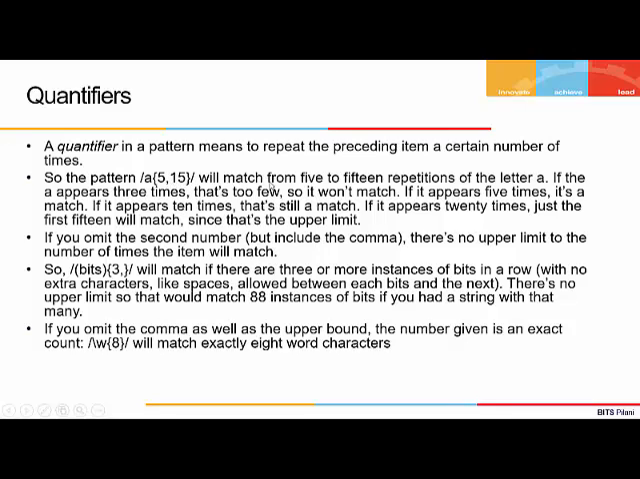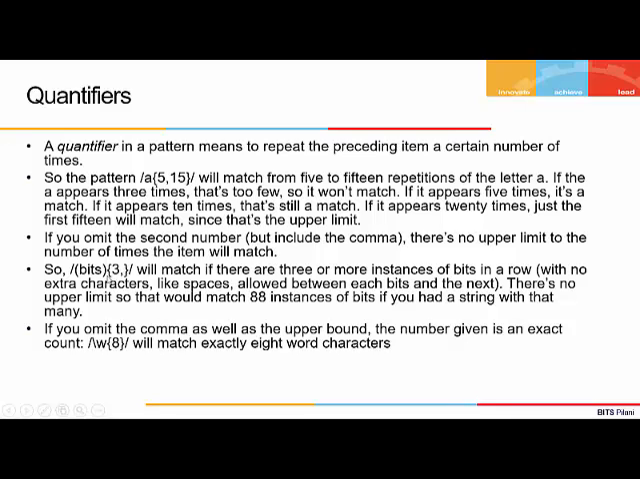We want to check. So if it is repeated 3 times or too few, it won't match. If it is repeated between 5 to 15, either 5, 6, 10 till 15, it gives a match. And if it appears 20 times, for example, more than 15, just the first 15 will be matched, since that's the upper limit which has been given. If you omit the second number, for example, you write only 5 comma, by including the comma there is no upper limit to the number of items. The item will match whatever is more than 5.